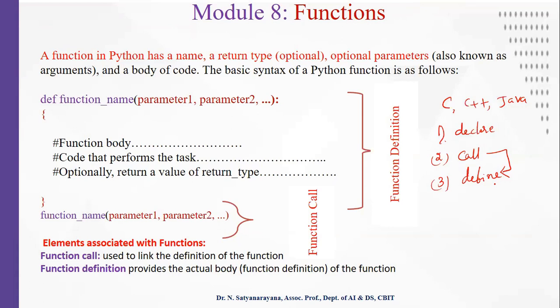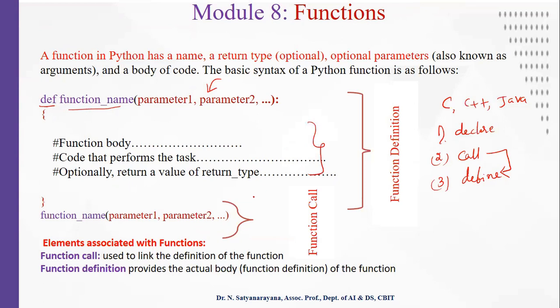So one need not worry about the declaration of the function or a declaration of a variable in Python. The only thing is that you are going to define. You can see that the function definition in Python will start with a keyword called def, and then it is followed by the function name and the parameters. You need not worry about the type of the parameters. Once it is defined, you can define your own customized code.